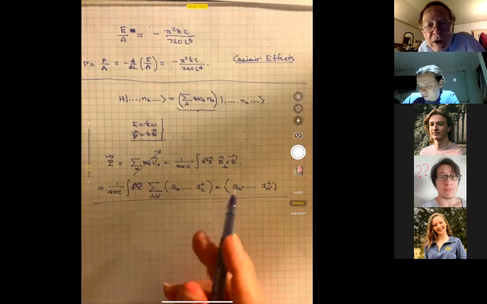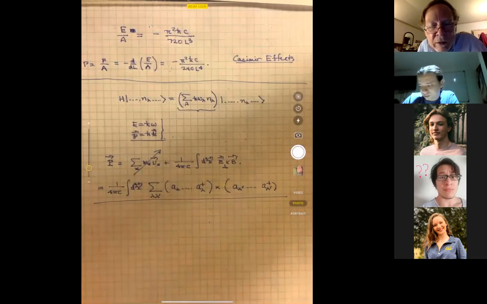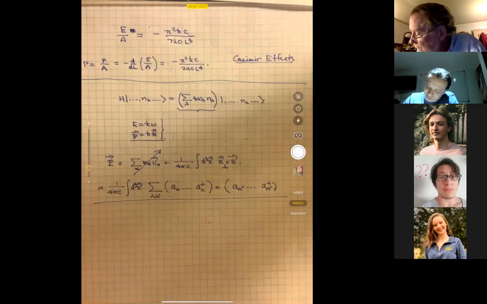Now, this gives 4 terms, and you can multiply them out and do the integrals. I'm not going to do it because I did a similar calculation for the energy in a previous lecture, and it's straightforward, but somewhat tedious to write out. So I'll leave it as an exercise for you. I think actually most of it is displayed in the notes if you want to look at it.